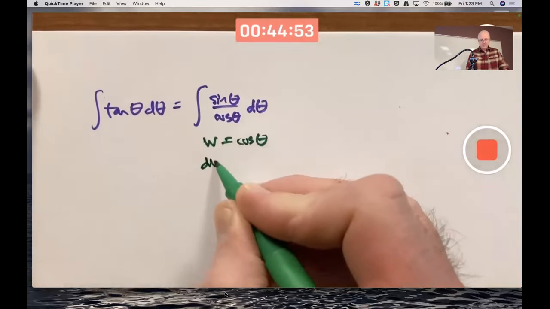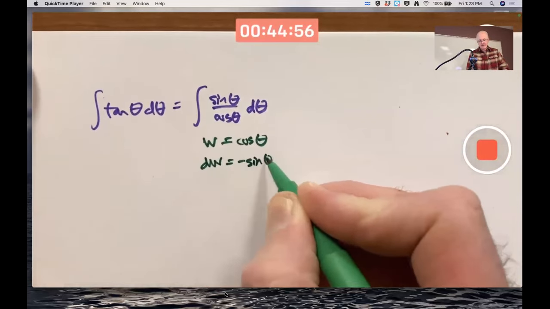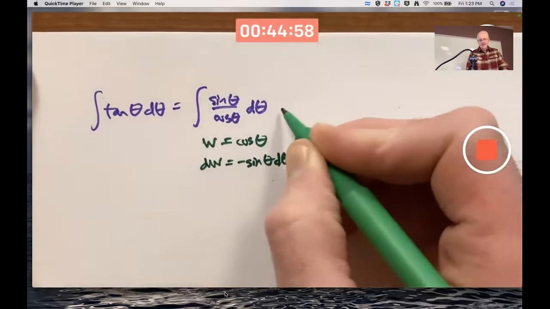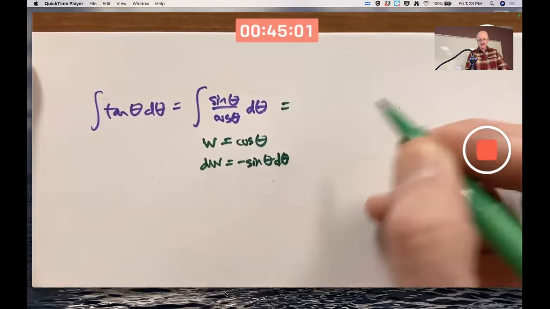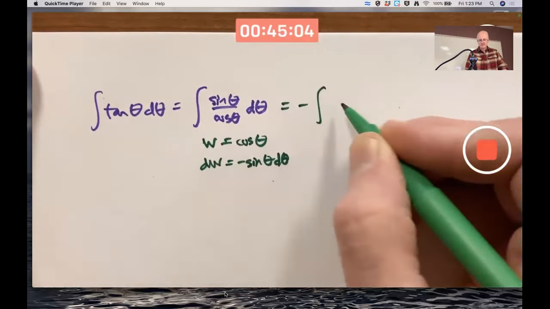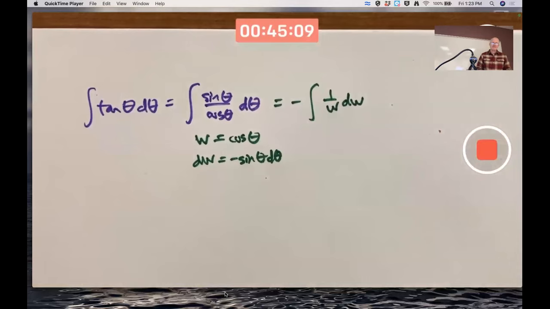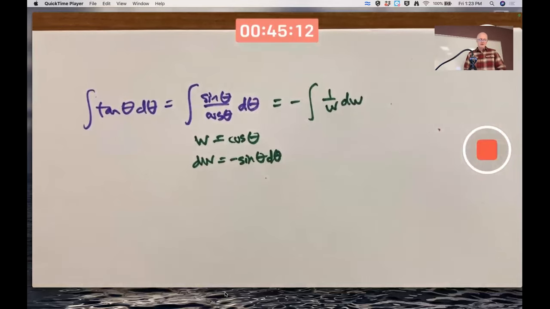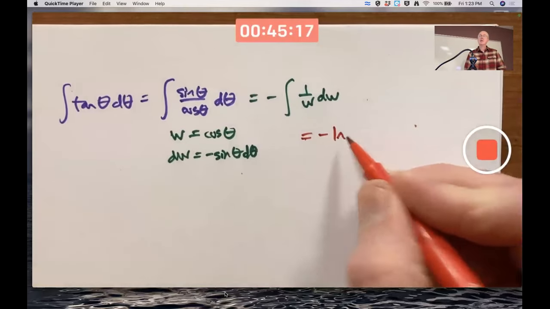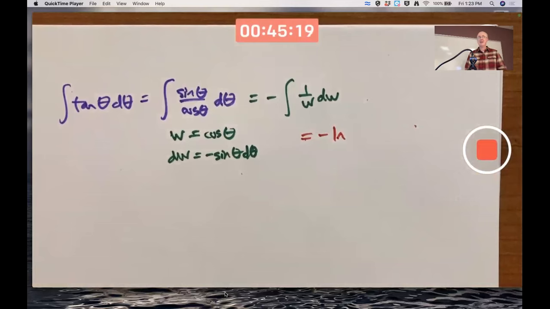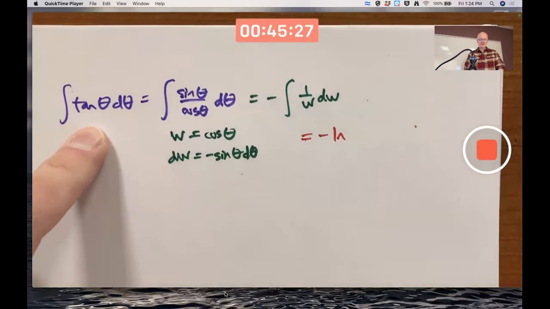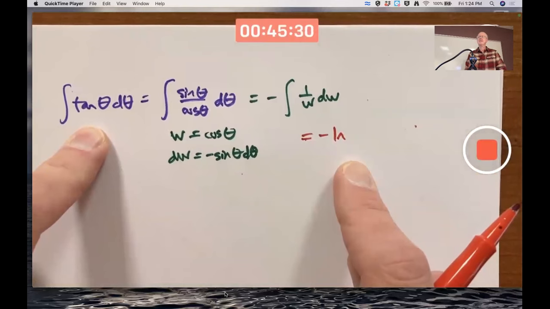Then dW, careful, will be negative sine theta d theta. And that means after you do the substitution, you need a negative sign in there, which you can put in front of the integral. And that, I hope you remember, is natural log. Somehow natural log is involved in this problem, amazingly enough. A connection between trig functions and logarithms? Weird, but true.